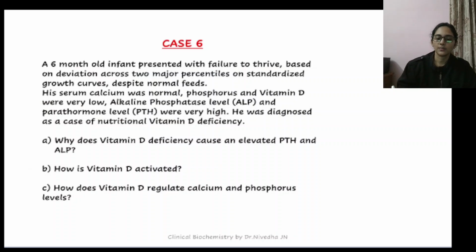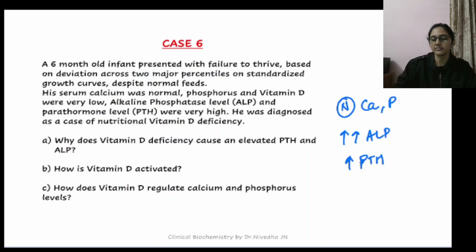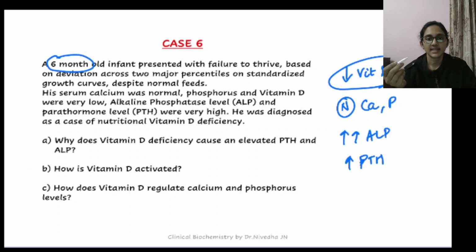So what is the take home point? In case of vitamin D deficiency, you can have normal calcium and phosphorus, right? But you will have elevated ALP and elevated PTH and very low vitamin D, of course, because it is nutritional or vitamin D deficiency rickets. All right. So this is a 6-month-old infant. So weight bearing features like your bow legs and knock knees will not get manifested here, right? So in that case, with the help of failure to thrive only, you have to investigate.